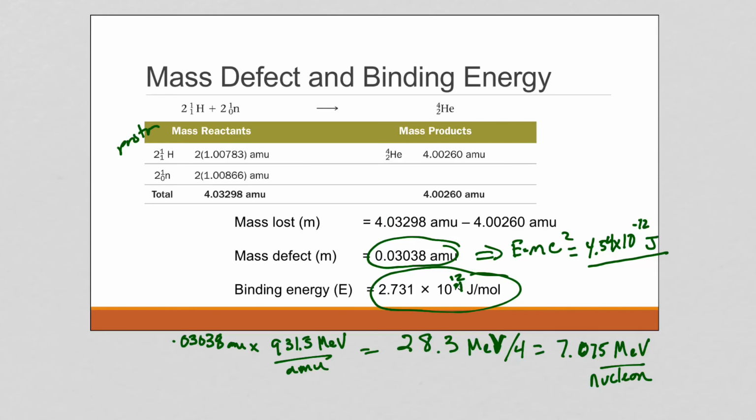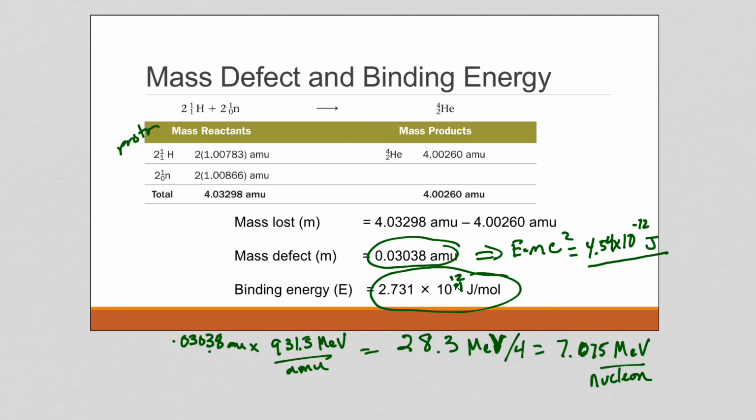But I said earlier that nuclear physicists typically talk about the binding energy of nuclei in mega electron volts, or MeVs. So it's useful to quote this number in mega electron volts as well. If we take this same mass defect, 0.0308 AMU, and use the conversion between mega electron volts and AMU, 931.5, we get an equivalent of 28.3 mega electron volts of energy.